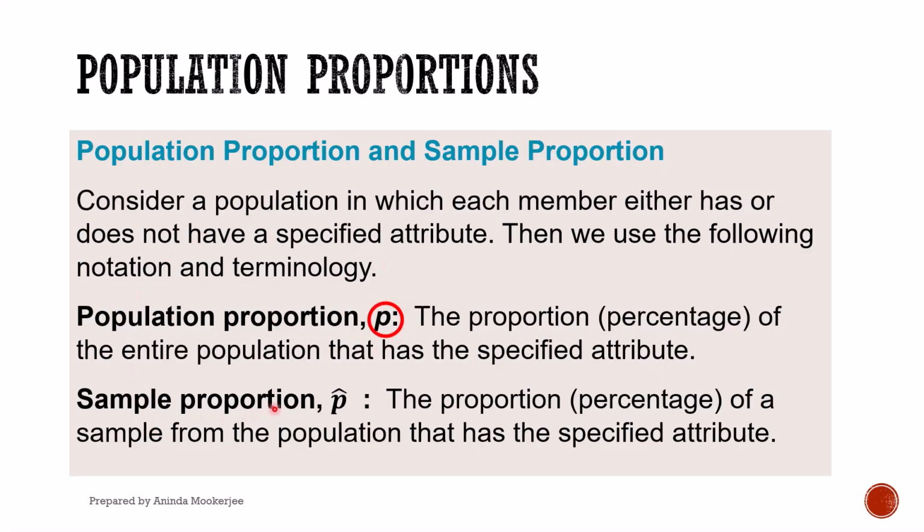The sample proportion has a notation which is p with a hat symbol over it. That denotes a sample proportion, and the proportion, or percentage, of a sample from the population that has the specified attribute, is defined as the sample proportion.